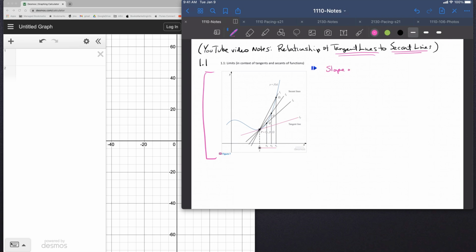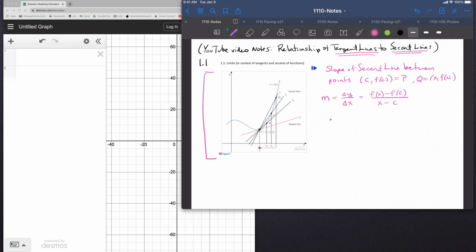We reviewed the slope of the secant line between the points C, f of C, we'll call that point P, and another point Q called X, f of X. The slope formula we remembered was the change in the y over the change in x, and the change in the y values is f of x minus f of c divided by the change in x, which is x minus c.